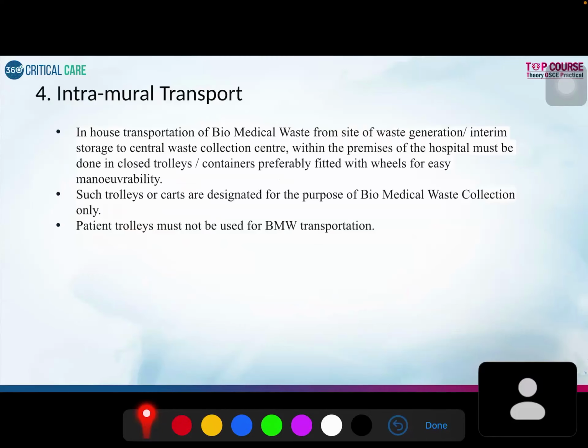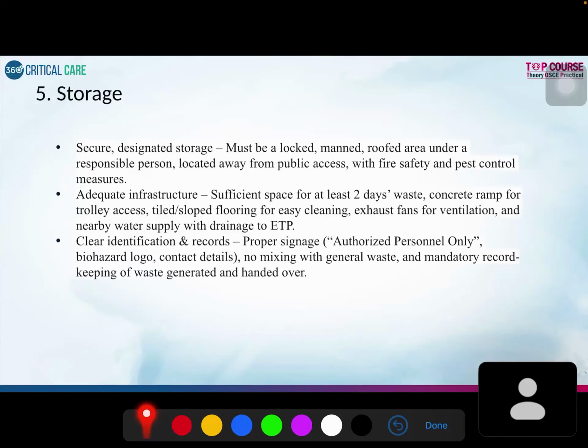Intramural transport, how it should be transported. It should be in a closed trolley, which should be fitted with wheels. There should be easy maneuverability. These trolleys should be only designed for waste collection. You should not use patient trolleys for transporting biomedical waste in the hospital.